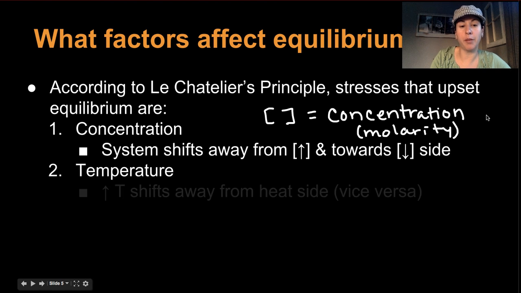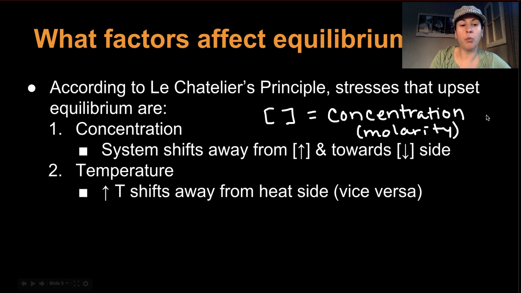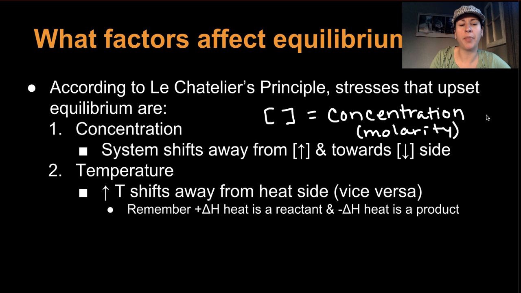The second one is temperature. And so we see that when we have an increase in temperature, our system tends to shift away from the heat side, and vice versa. When we see a decrease in temperature, it tends to shift towards the heat side. So we'll take a look at examples of this in just a moment. And just remember that a positive delta H heat is a reactant, and a negative delta H heat is a product. And so that's our endothermic and exothermic. So we can add heat to the different sides of our chemical equation.